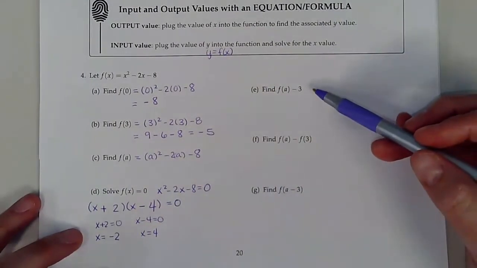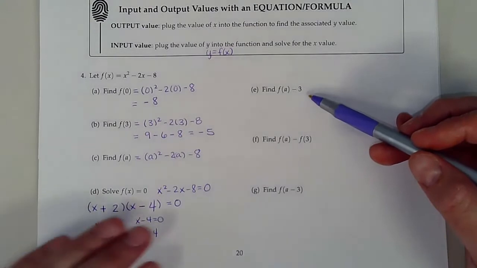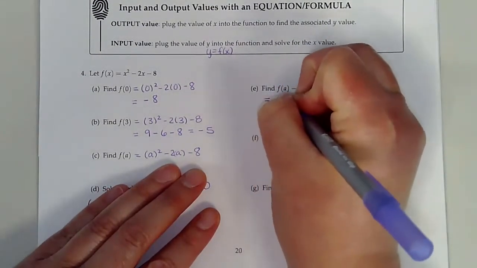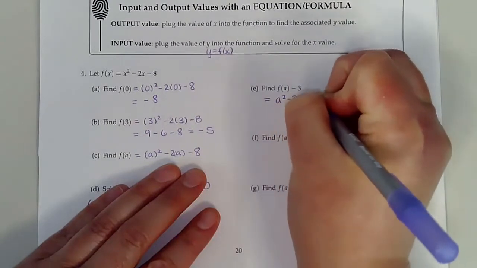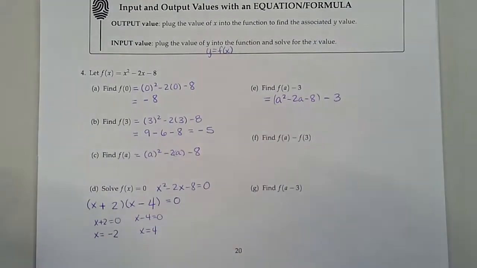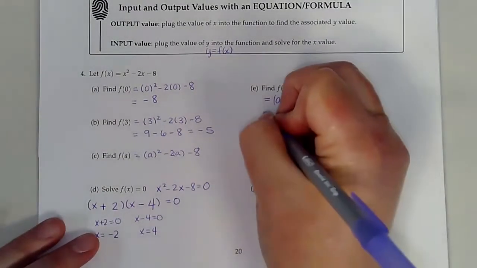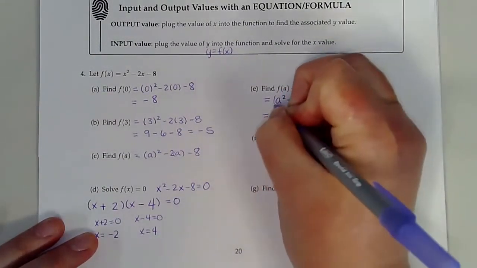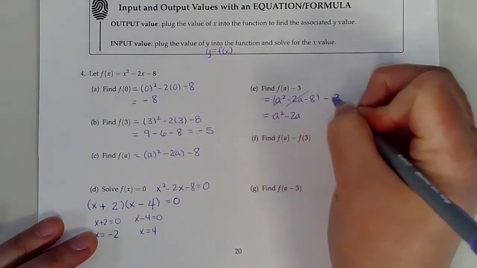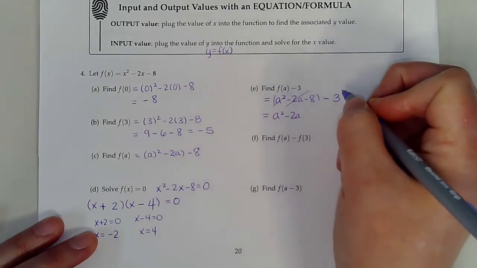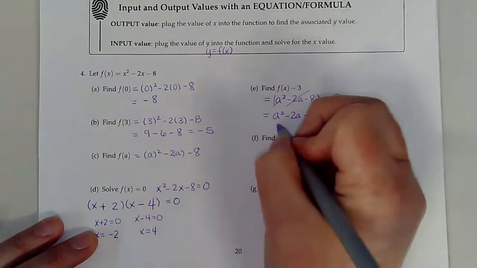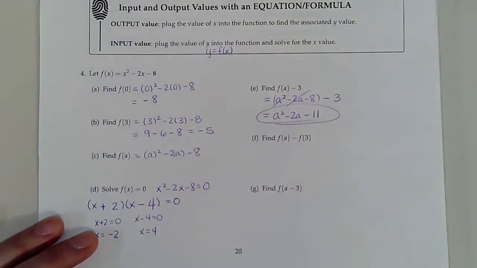So E says find f of a minus 3. So here's our f of a. This is a squared minus 2a minus 8. And then we're just subtracting 3 off from the total. So if we go through and combine like terms, a squared is all by itself, as is the 2a. And then we have minus 8 and a minus 3. So we can combine those together to get minus 11. So that would be what E is.